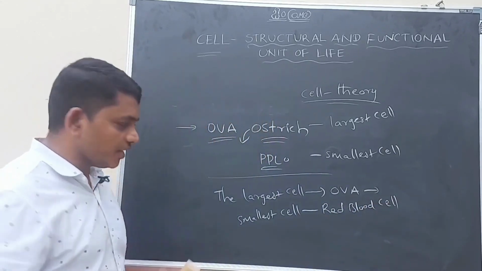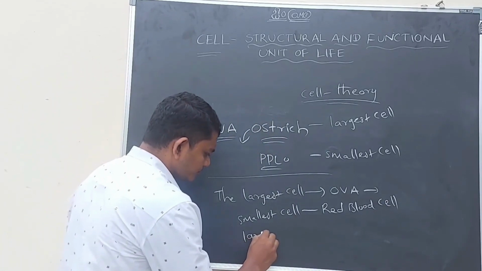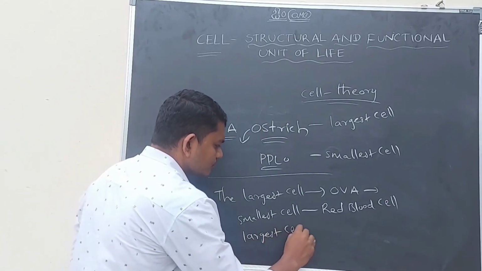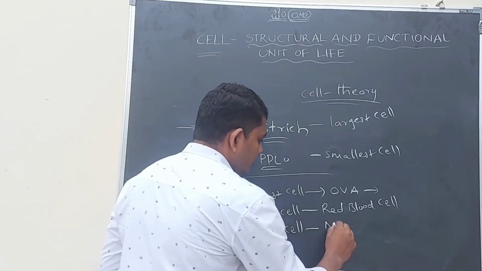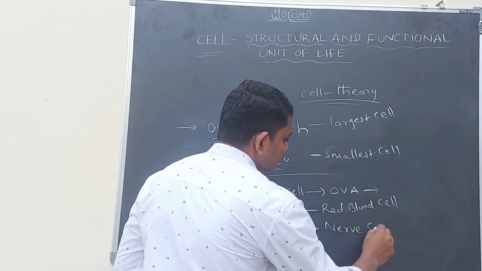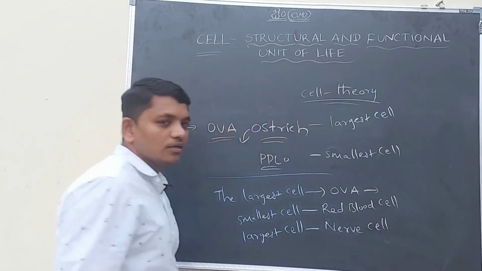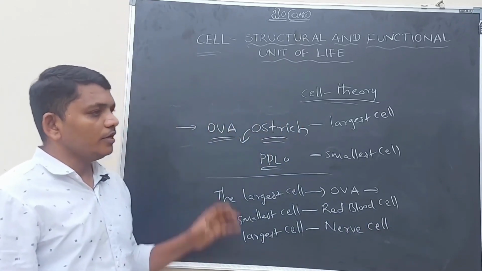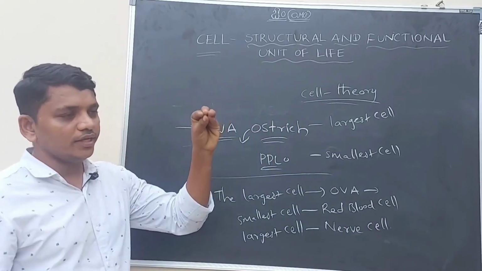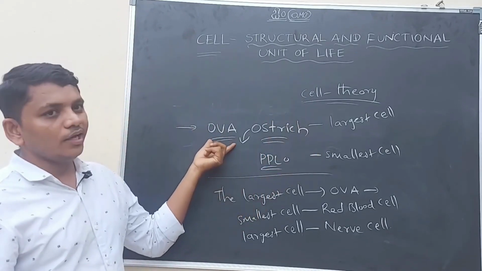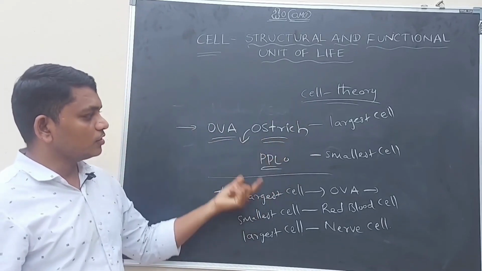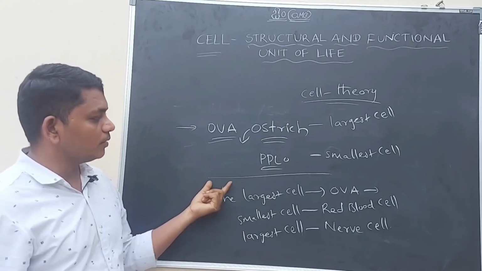And the largest cell is nerve cell. Largest cell is nerve cell. So here we discussed about 5 things. First one is the largest cell in the world is egg of the ostrich. The smallest cell in the world is PPLO.